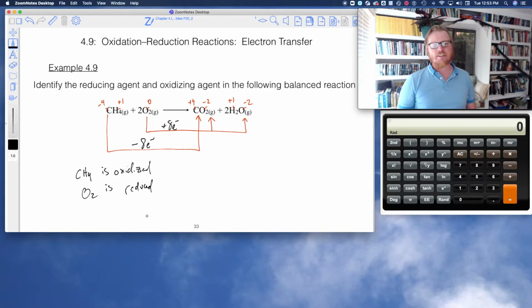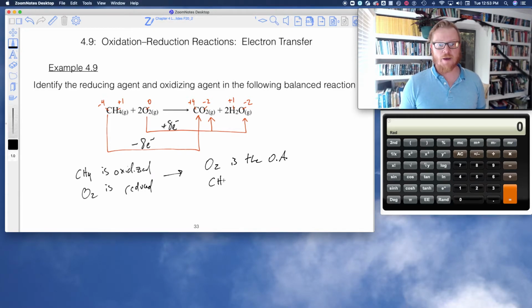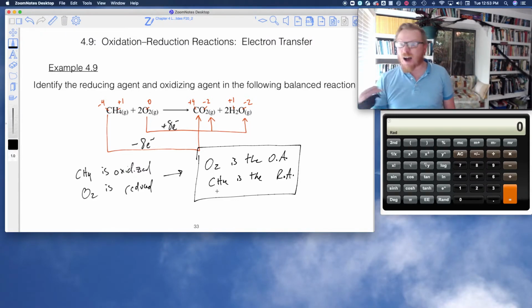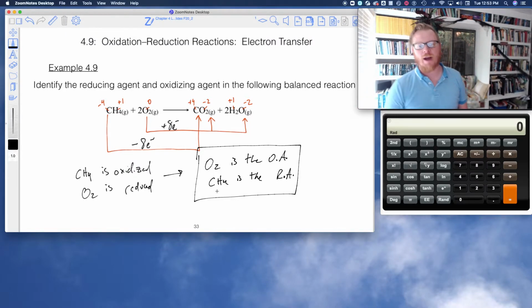Okay, so if methane is oxidized and O2 is reduced, that means O2 is the oxidizing agent and methane is the reducing agent. And here's another really cool thing, some kind of common sense. It's not quite common sense yet, but we'll call it chemistry common sense, which means it's only common sense after you've been studying chemistry for kind of a long time.